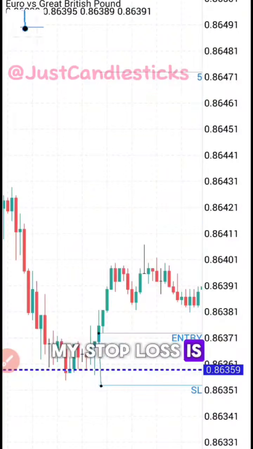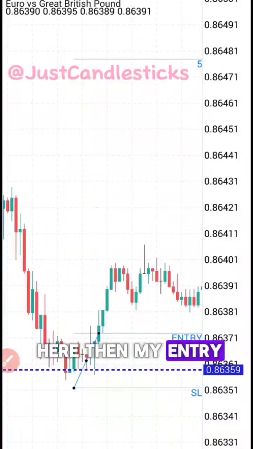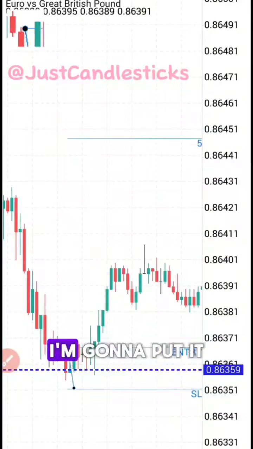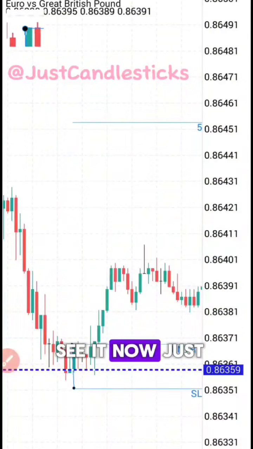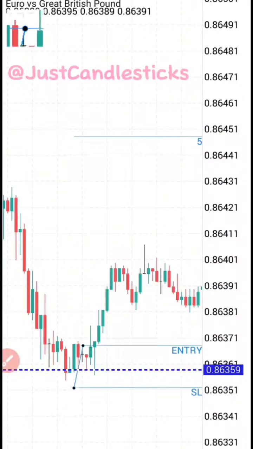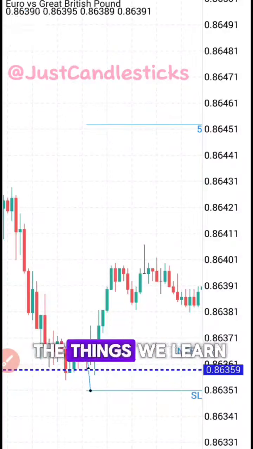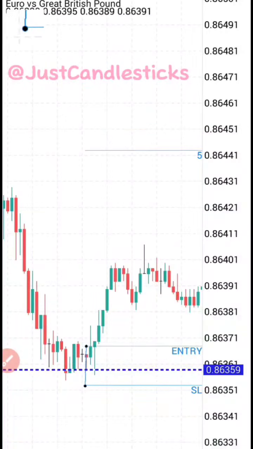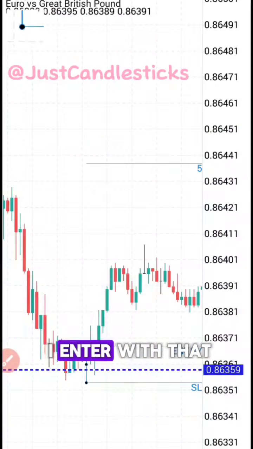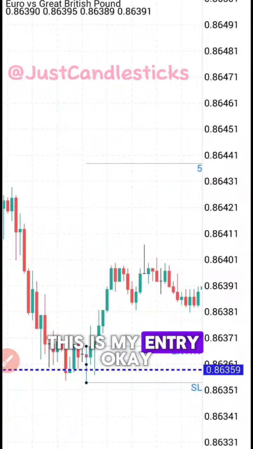My stop loss is below this last candle here. Then my entry is here. I'm going to put it so that you can see it now. Just watch it. And there is a reason why I enter with that candle. Those are part of the things we learn. So this is my stop loss. This is my entry.